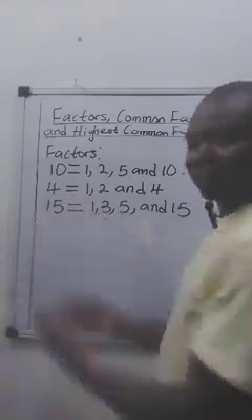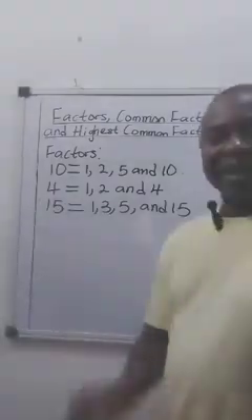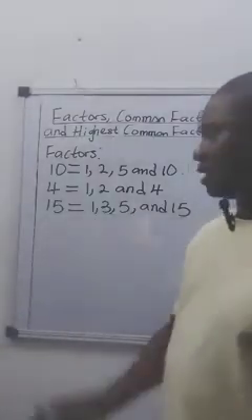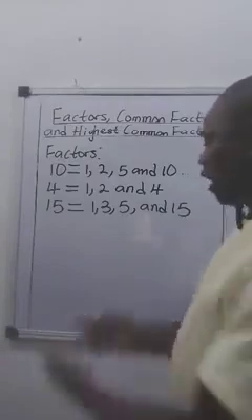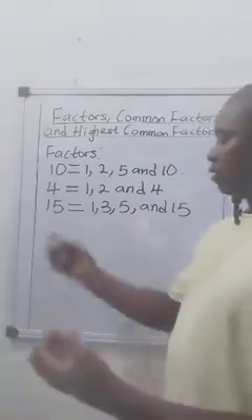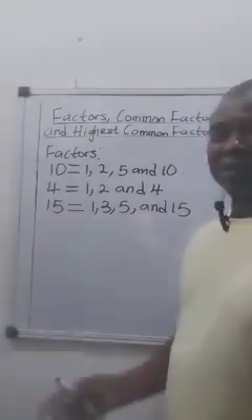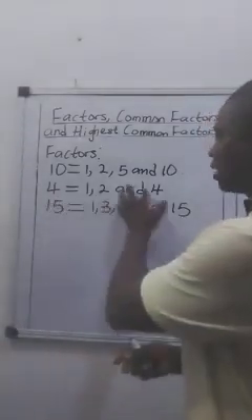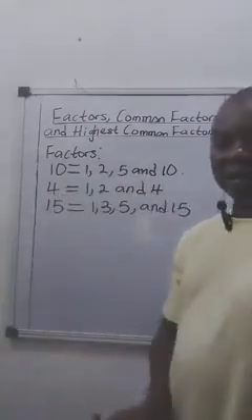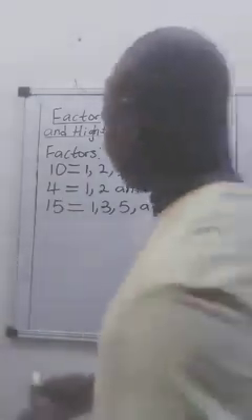If you come to 15, if I pick, say, 6 now, there is no number I can use to multiply 6 that will give me 15. Or I pick 2. But if I pick 2, there is no number you can use to multiply 2 that will give us 15. So these numbers you are seeing here are factors of each of these numbers. Okay? So that is all about factors. Let us go further.